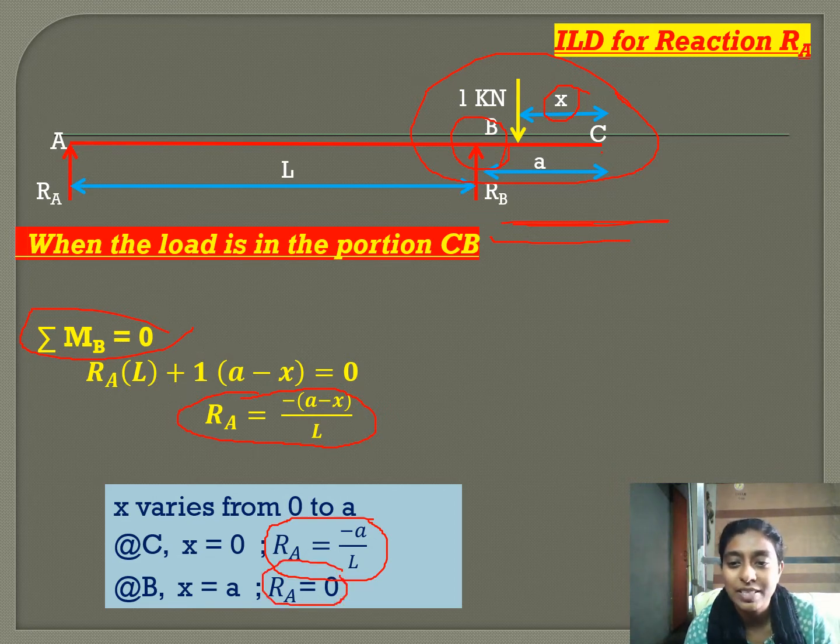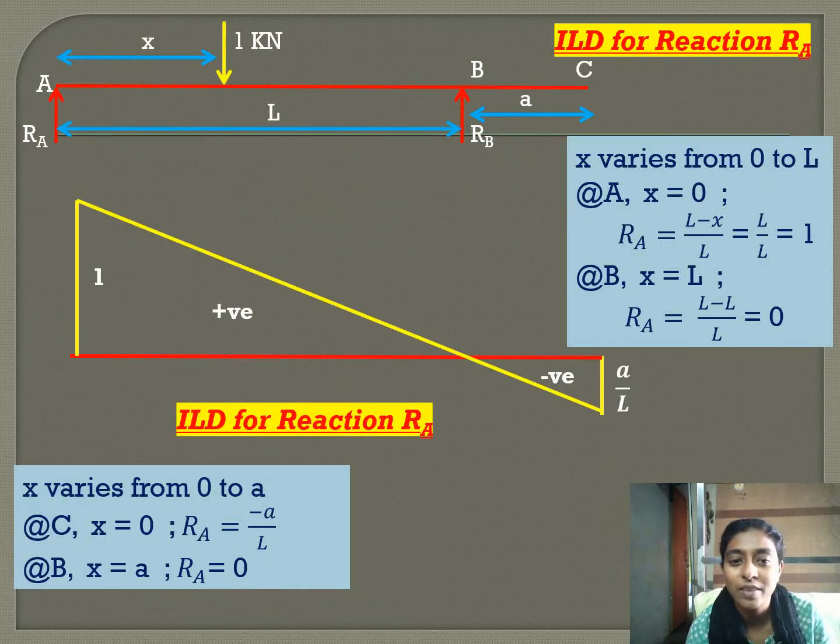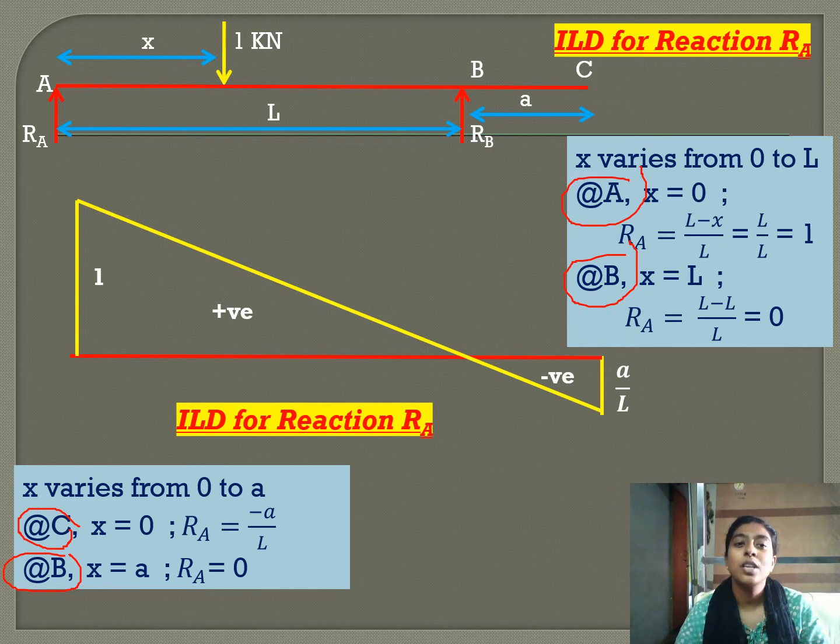Now we will draw the influence line diagram. Already we have found the values at A and at B for the portion AB. Now when the unit load is in the portion BC, what is the magnitude at C and at B? So we will draw the influence line diagram for reaction RA. When the load is in the portion AB, the reaction at A is equal to 1. Then at B it is 0.